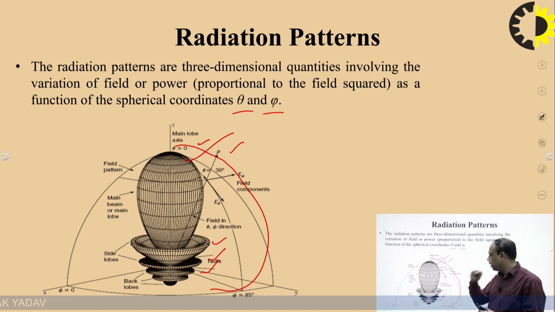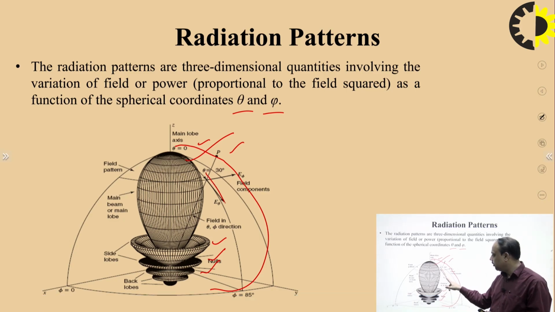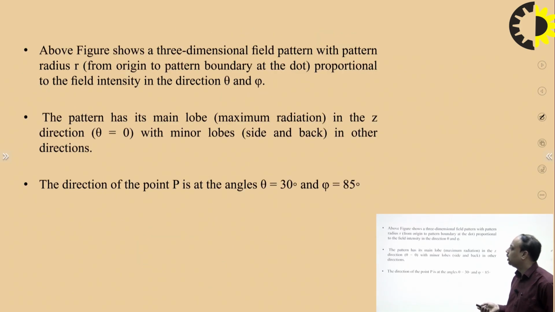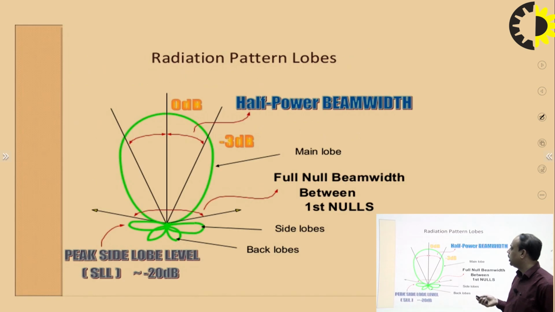So this is the electric field vector. This is the E theta vector in the direction of theta. This is the E phi vector in the direction of phi, and this is the E r vector, which is not represented here, which comes out from the r direction. So this is the description as we already discussed.